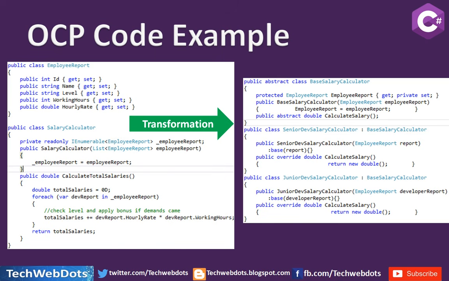So what happened here, you will see in senior dev salary calculation, we are inheriting base salary calculator, and in that we override calculate salary as per our need. We are not dependent and not making any changes in the base class. In the same way you can see in junior dev salary calculator, we inherit base salary calculator and override the double calculate salary method according to our need.